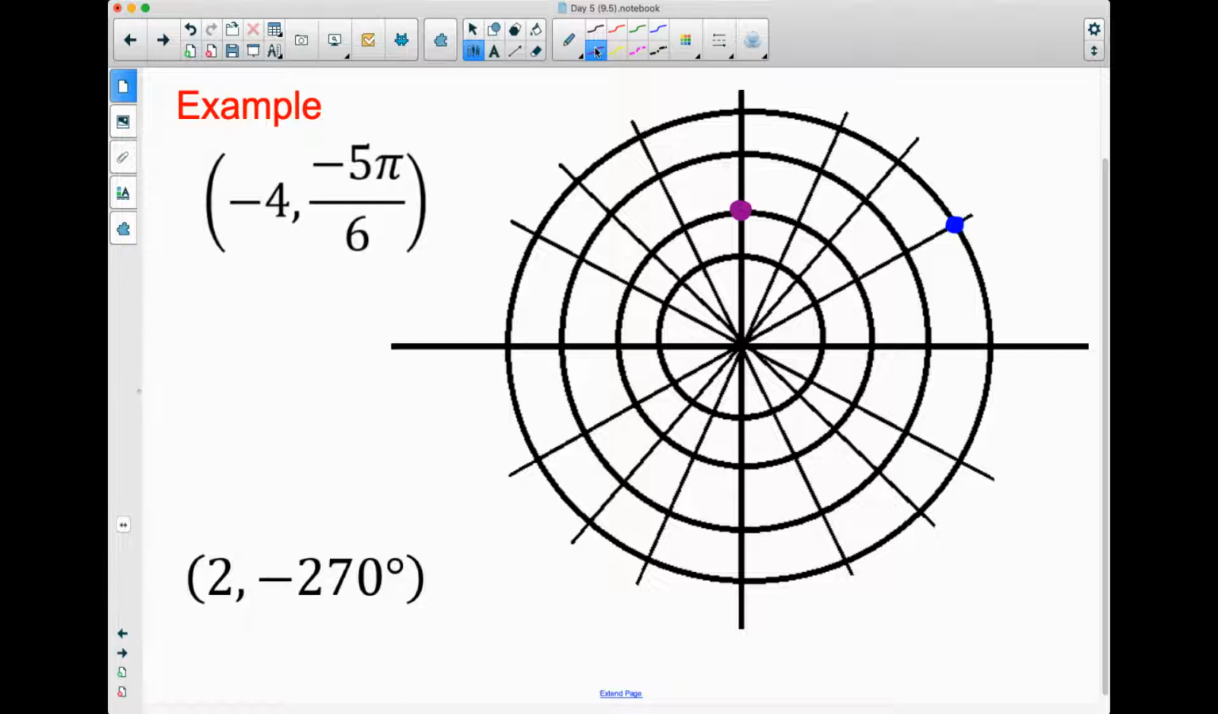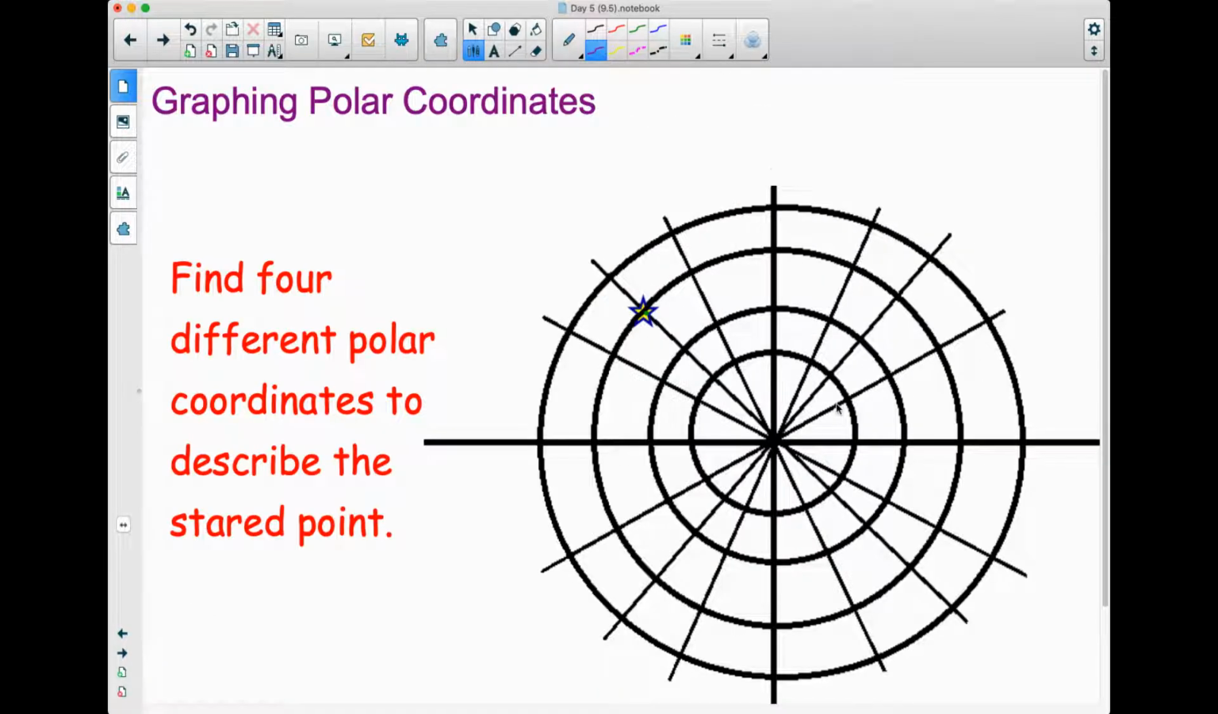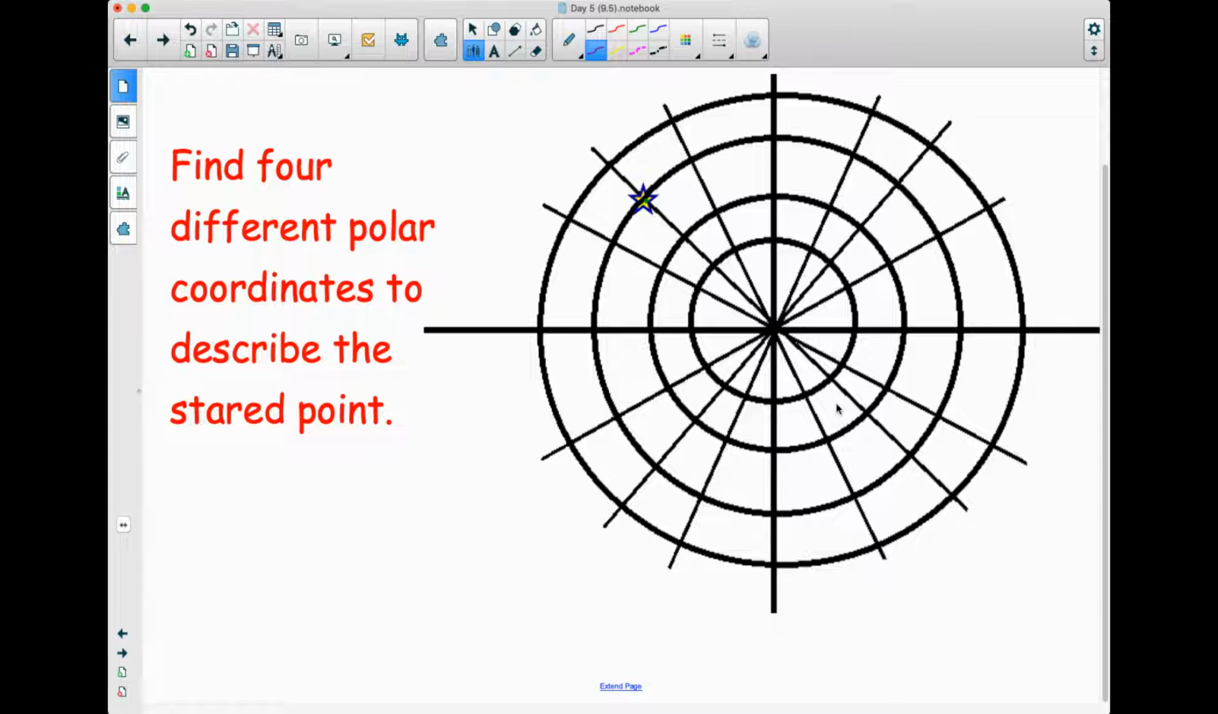So next class, Wednesday, we will be working on a project and you'll be plotting these points. So I wanted to make sure you knew how to plot them. Wasn't there someone in here that asked for the project early? Yeah. Okay. I have them printed off. All right, so find 4 different points that get me to where this star is right here. 4 different ordered pairs that get me to that same spot.